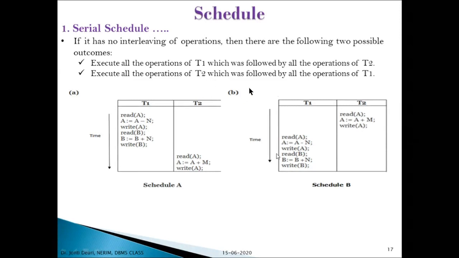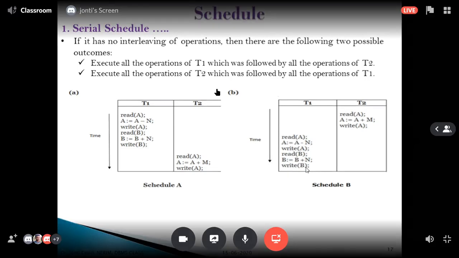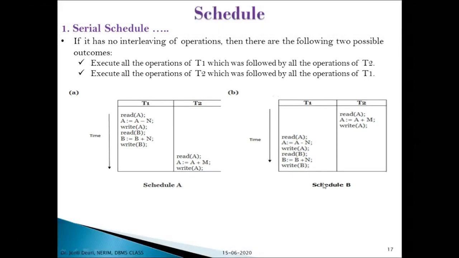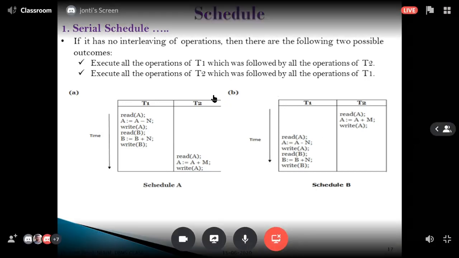Then after that, we started this one: read A, A equals A minus N, write A, read B, B equals B plus N, write B. This one we have done. So these are two types of schedule, that means two ways of scheduling. You can do either the first or the second. But this is a serial schedule, which means at a time, only one transaction's operations can be done.